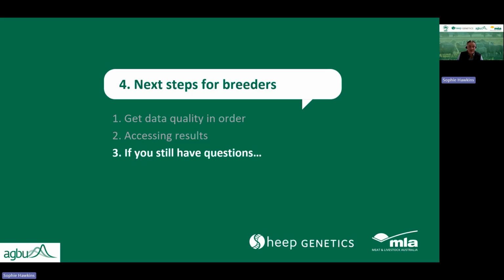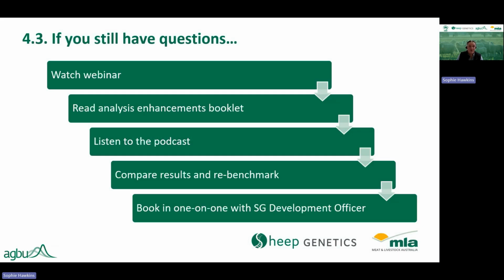So if you still have questions, we recommend that you watch these webinar recordings, as well as reading the analysis enhancement booklets. There will be one available on our website, as well as one being mailed out to you. We also recommend listening to the podcast and having a look online and comparing results and re-benchmarking accordingly to the percentile bands. If in doubt, give us a call and book a one-on-one session with a sheep genetics development officer.